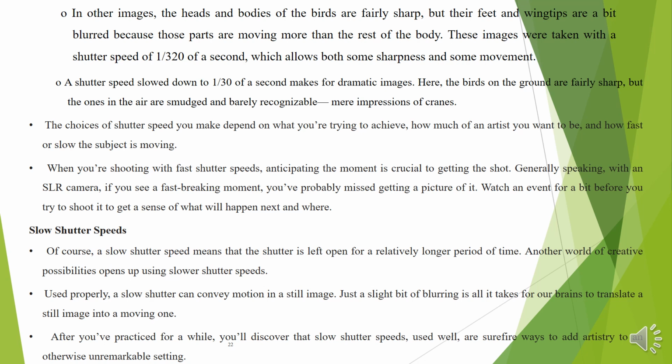Generally speaking, with an SLR camera, if you see a fast breaking movement, you have probably missed getting a picture of it. Watch an event for a bit before you try to shoot it to get a sense of what will happen next and where. Slow shutter speed.